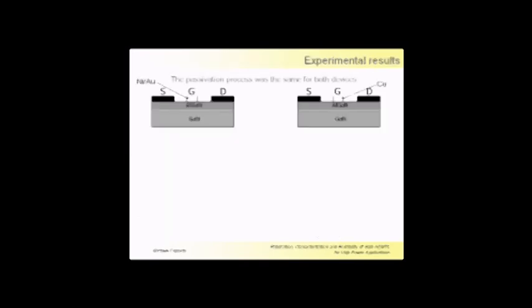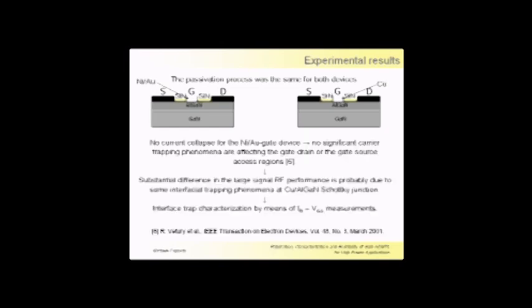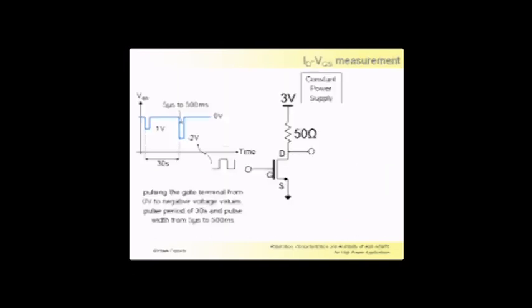But the passivation process was the same for both devices, and the absence of dispersion effects in the nickel gate device points toward a trapping phenomenon that involves the gate intrinsic region of the device. So what we tried is an interface trap characterization using a pulsed, non-static IDVGS measurement setup.